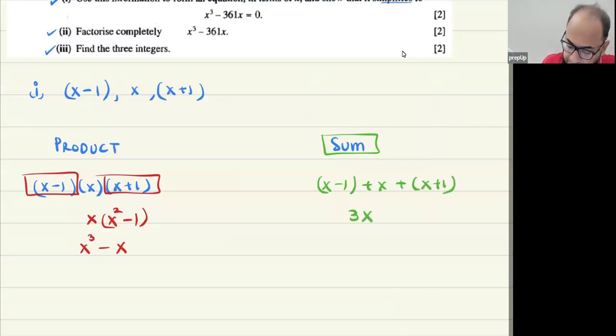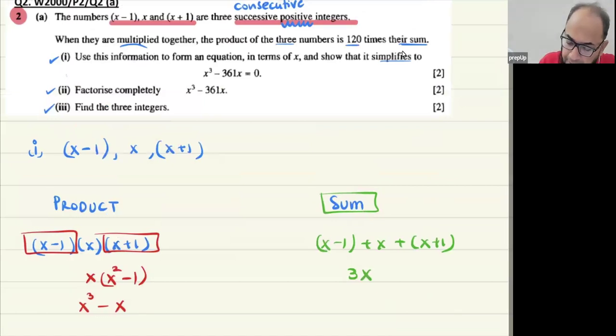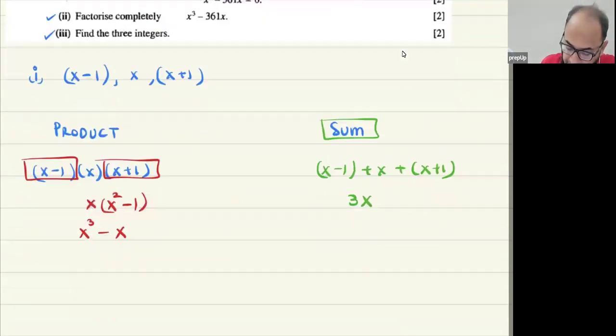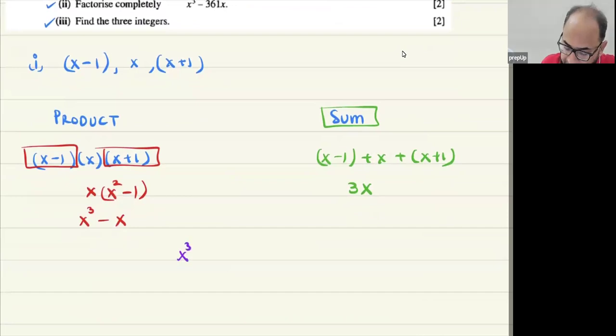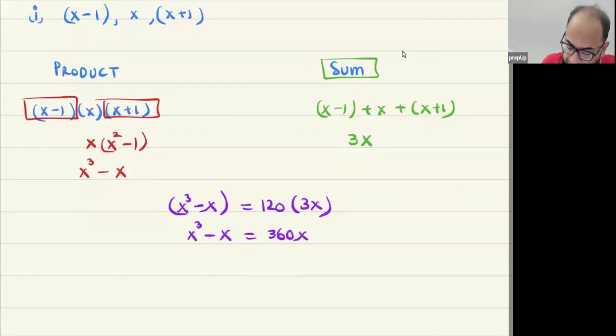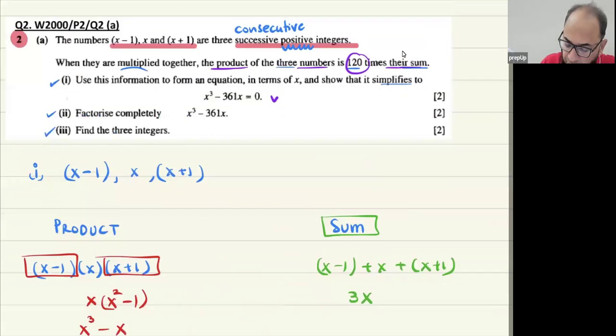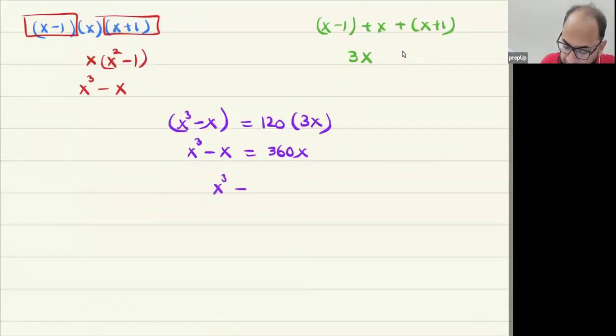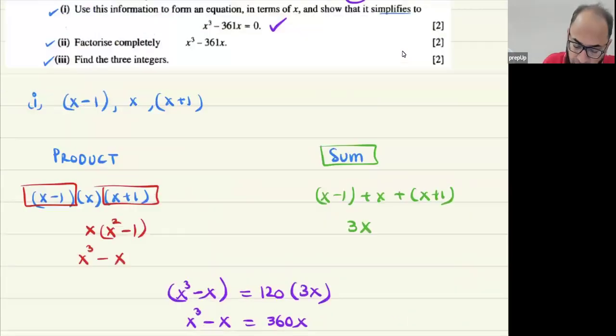This is 3x. It says the product of the three numbers is 120 times the sum. So therefore x cube minus x is equal to 120 times 3x. x cube minus x is equal to 120 into 3, which is 360x. And therefore we have to get this in this format. Therefore x cube minus 361x is equal to 0. Quite easily done. That is the answer of the first part.